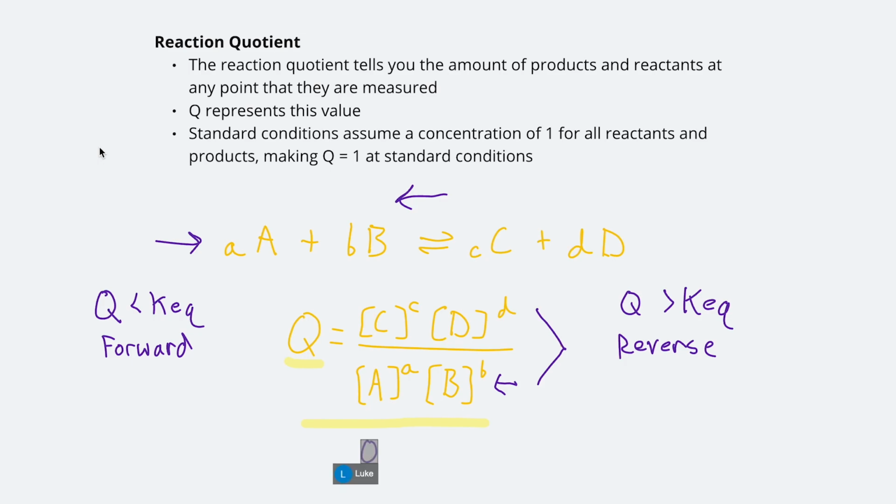The last one is whenever Q is equal to Keq. That tells us that the forward and reverse reaction rates will be equal. So we will have equal rates. We'll talk way more about what direction a reaction will proceed in the next video when we go over Le Chatelier's principle.